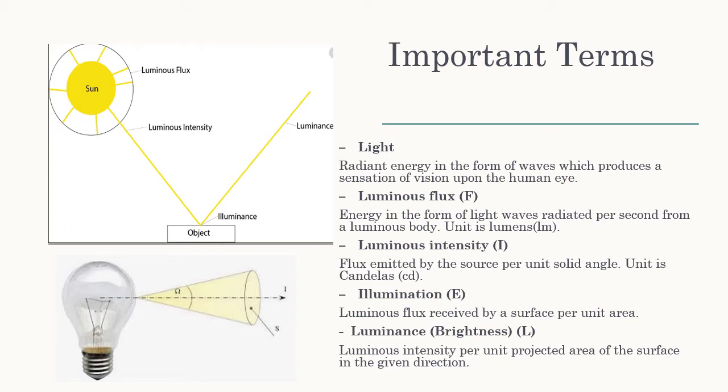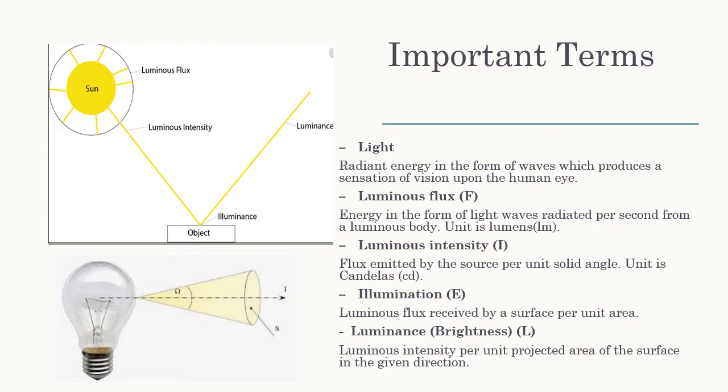Next one is the luminous flux. We have studied about magnetic flux. Magnetic flux means magnetic lines of force. Here this is luminous flux. Luminous flux means how much light is emitted by the source. Here the sun is taken as the source. How much light the sun emits around it, this is the luminous flux. So we can write it as the energy in the form of light waves radiated per second from a luminous body. So this is a natural source of light, the sun. The unit of luminous flux is lumens.